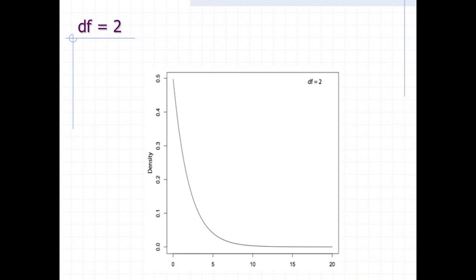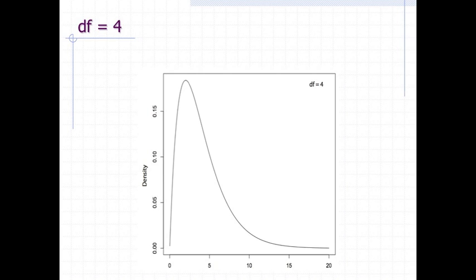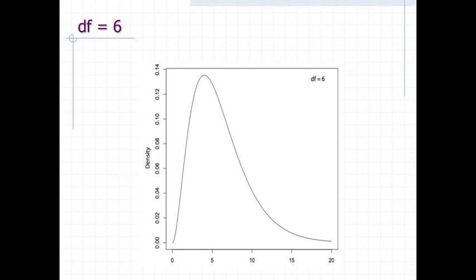Here is a chi-square distribution with 2 degrees of freedom. It has a very large positive skew. With 4 degrees of freedom, the skew is reduced. With 6 degrees of freedom, it is beginning to look like a normal distribution.